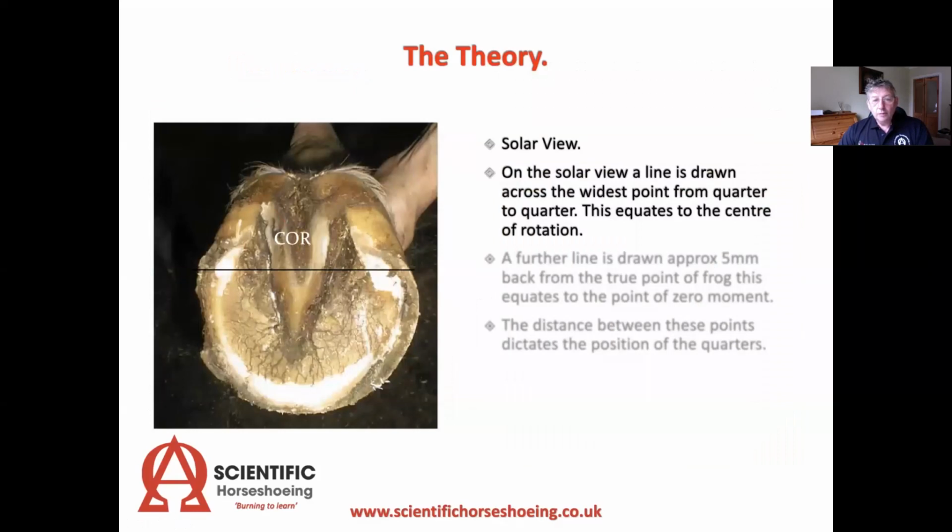On the solar view, a line is drawn across the widest point of the quarters. This equates to the center of rotation. You can see that the widest part on this foot is around here, so there's our center of rotation. A further line is drawn approximately 5 millimeters back from the true point of frog. This equates to the zero moment or the point of pressure, which is here.